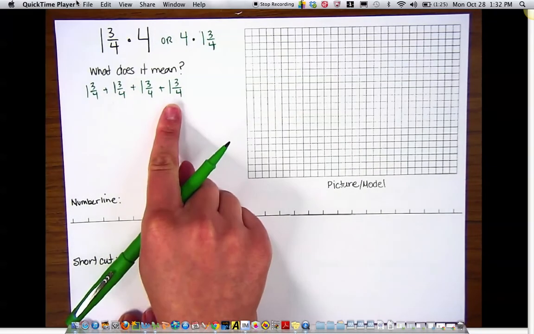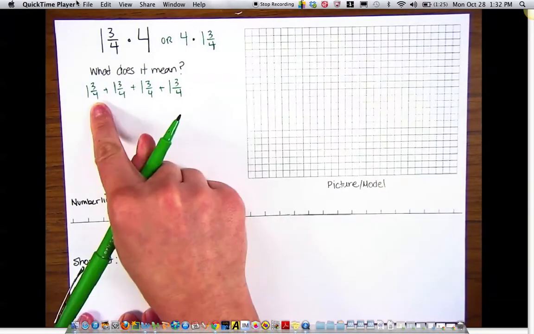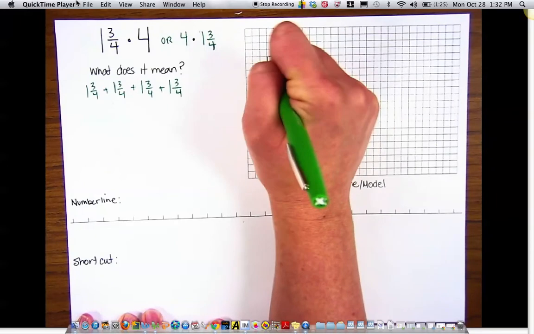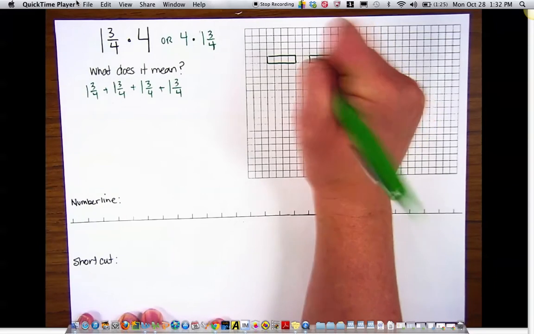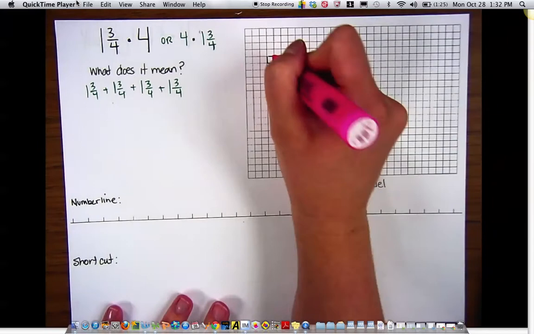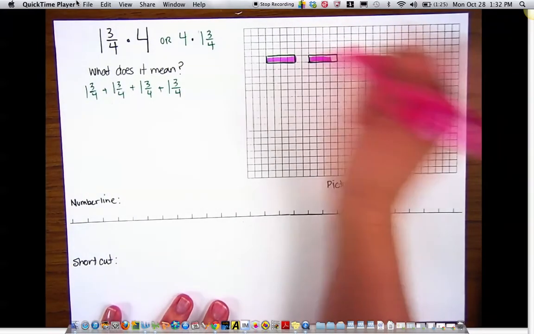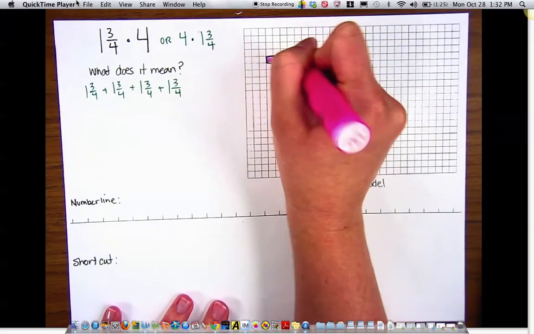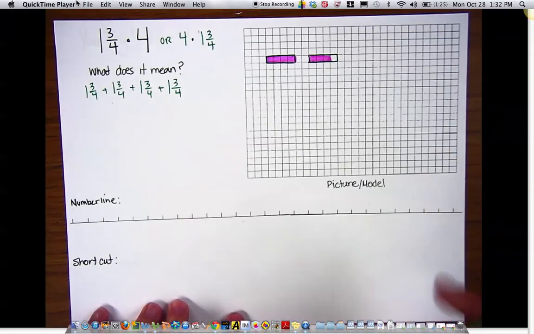Okay, so I want to draw 1 3/4. I know that 4 make a whole. So I'm going to draw one whole, and I'm going to draw a second whole. Both of them have 4 pieces. I'm going to color this in as 1, and then I'm going to color in 3 out of the 4 on the second one. Okay? I'm going to do this 3 more times.